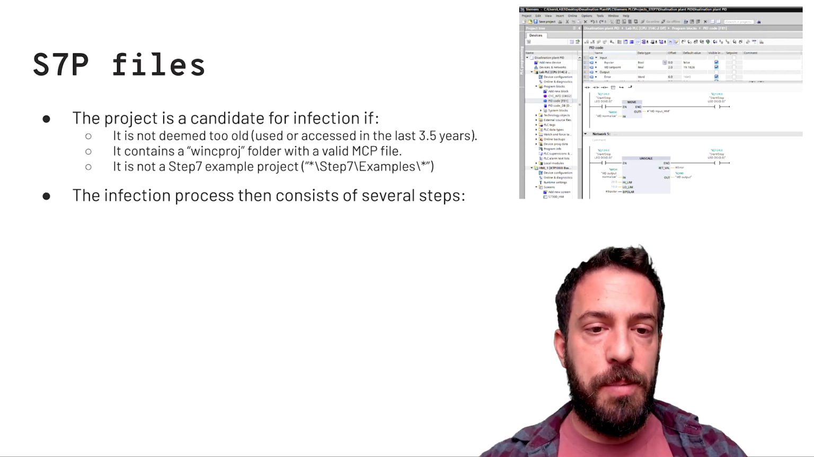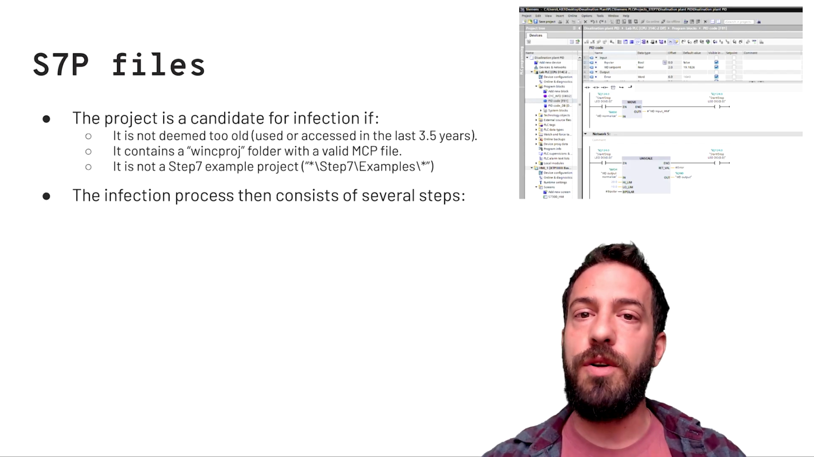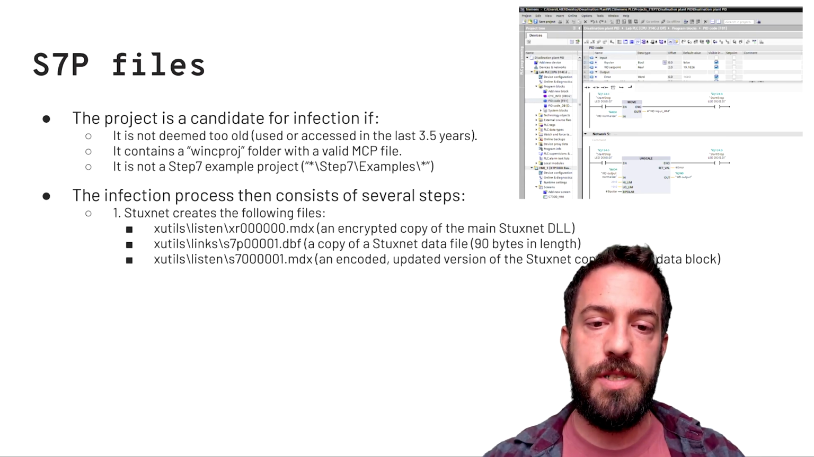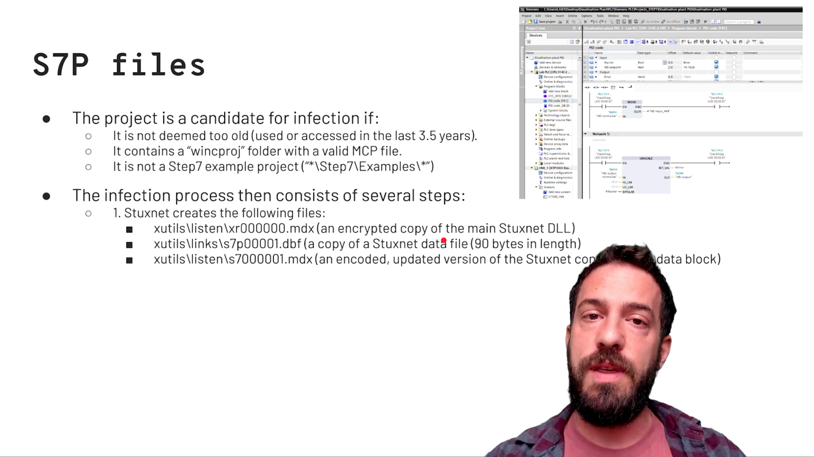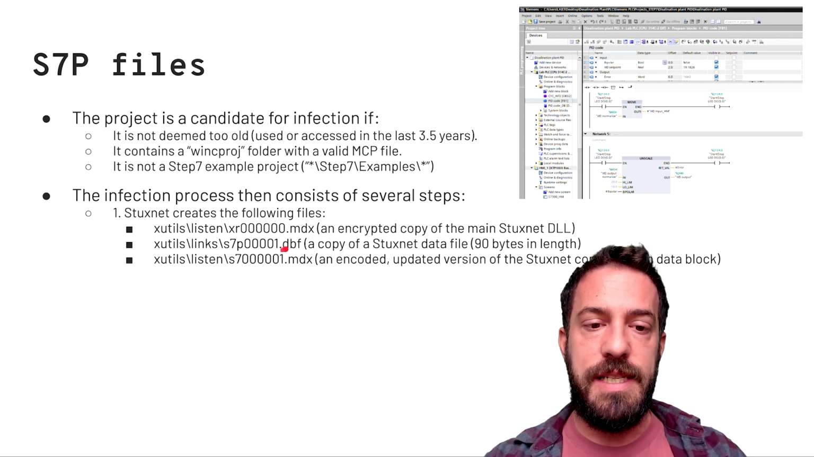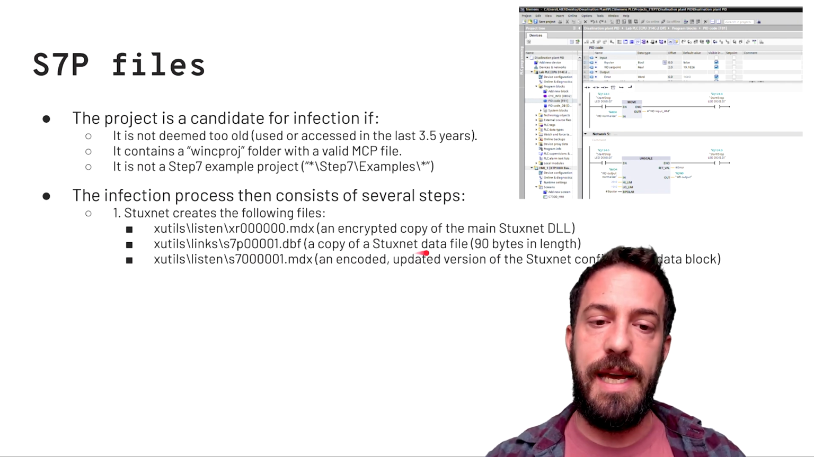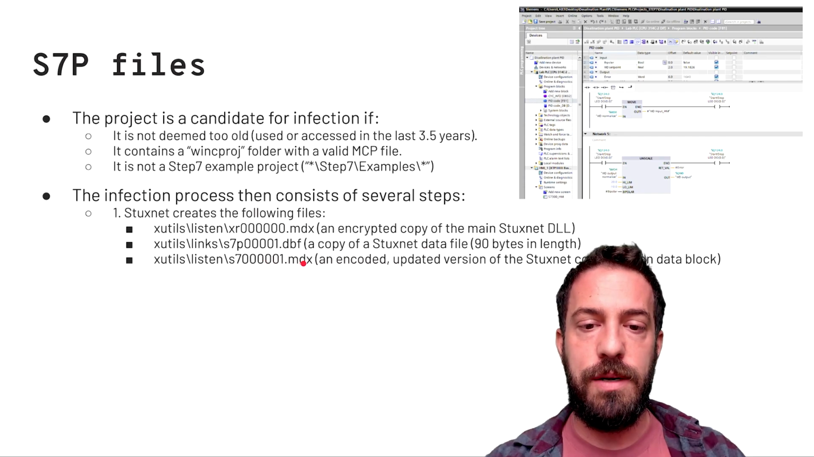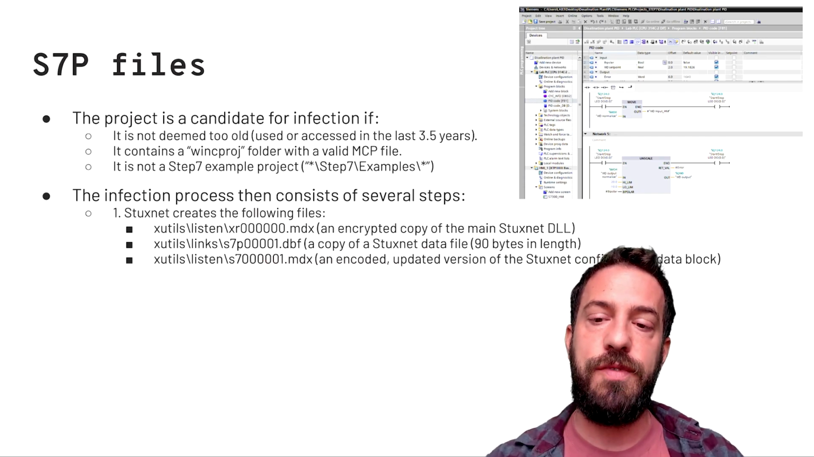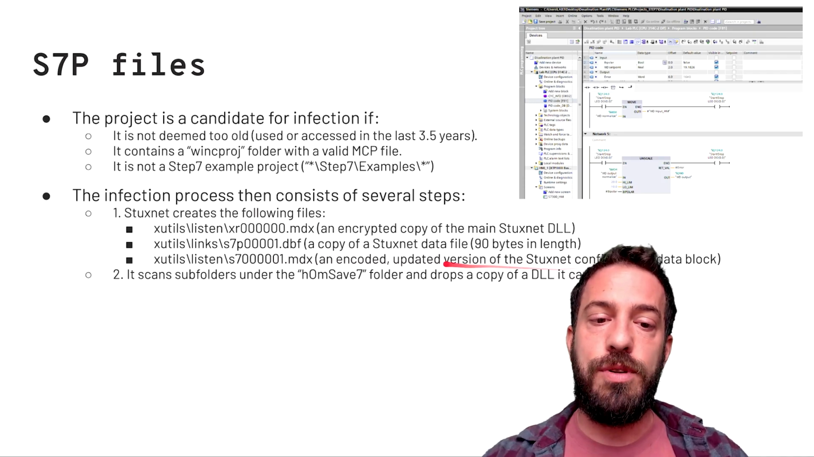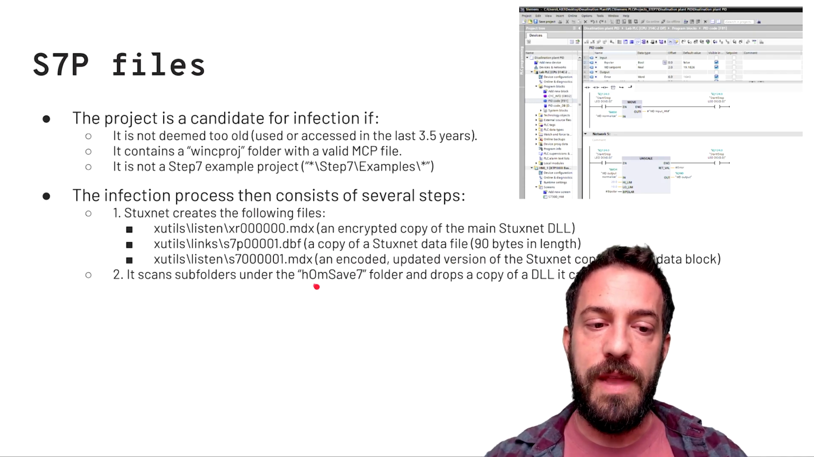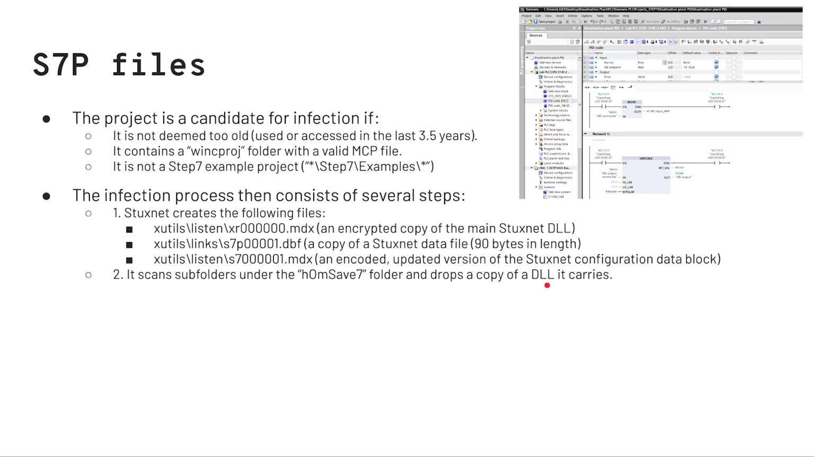To infect the project file, it would do a few steps. One would be to write a few files. Those three: this MDX file, which is an encrypted copy of the main DLL; this DB file, which is the Stuxnet data file copy; and a third one, an updated version of the Stuxnet configuration data block. After the files were created, Stuxnet would scan this folder for subfolders and drop the Stuxnet DLL in each one of these directories.